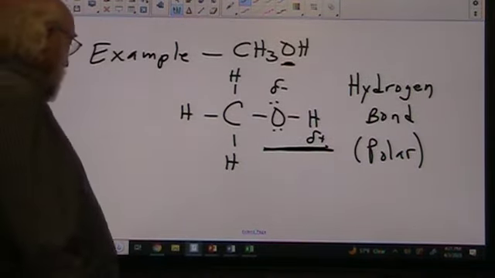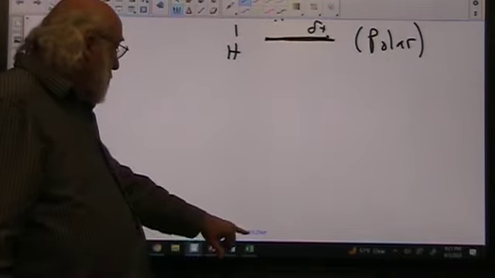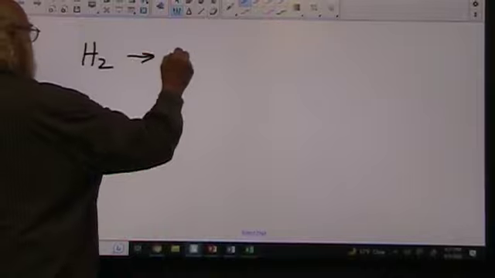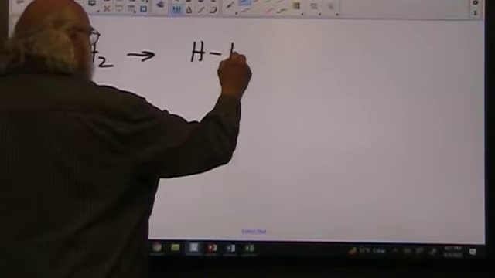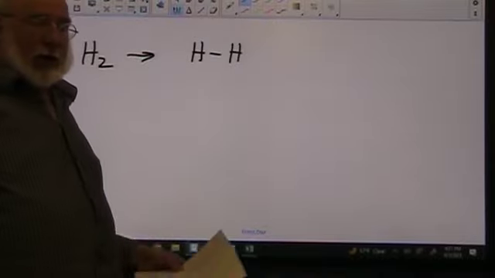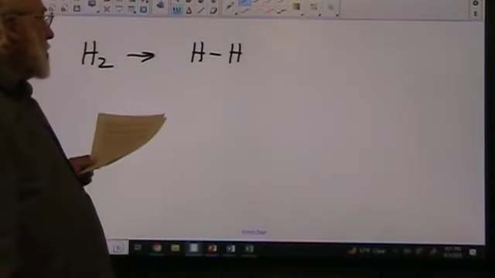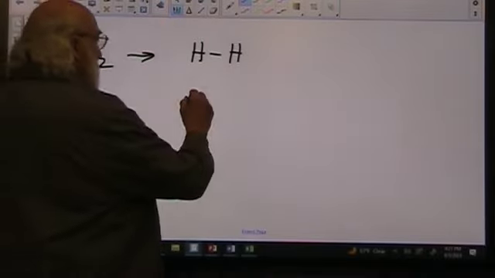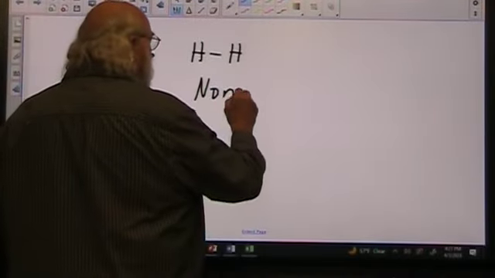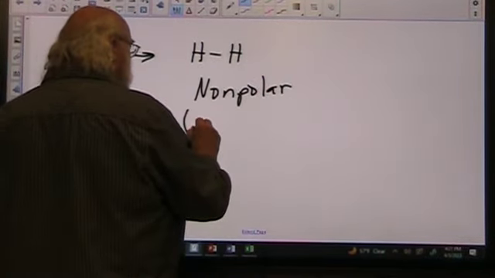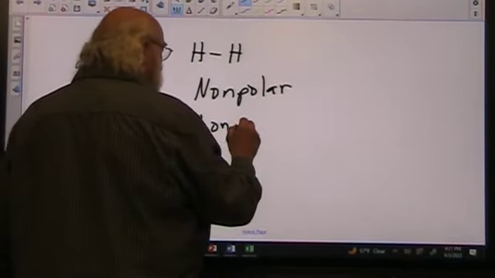Okay, another example. Hydrogen gas. Hydrogen gas is a single bonded hydrogen-hydrogen. Equal electronegativity. There is no area that is more positive or negative, so we know that this is nonpolar. And the fact that this is nonpolar tells us that this is going to be London dispersion forces.